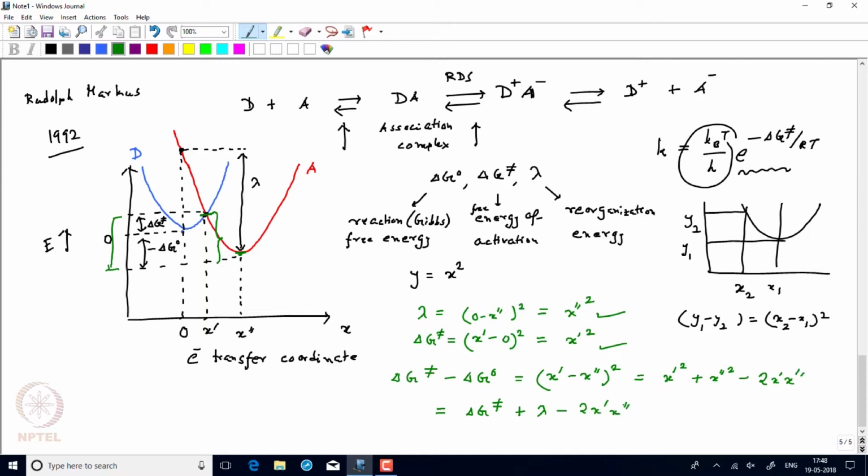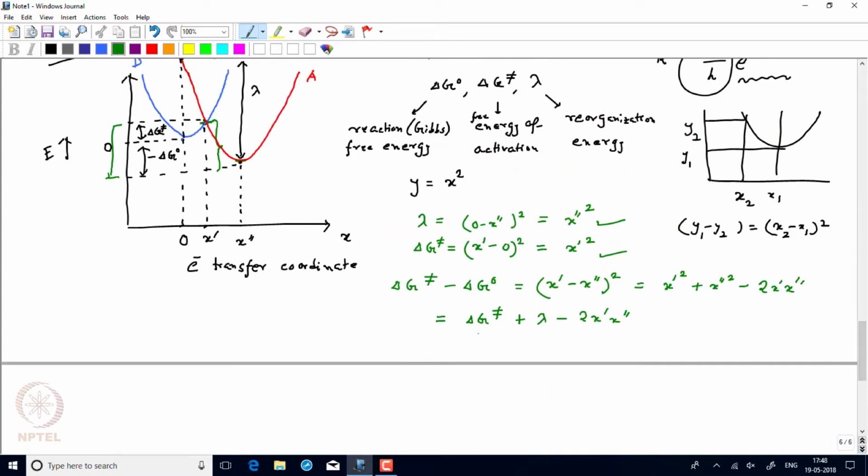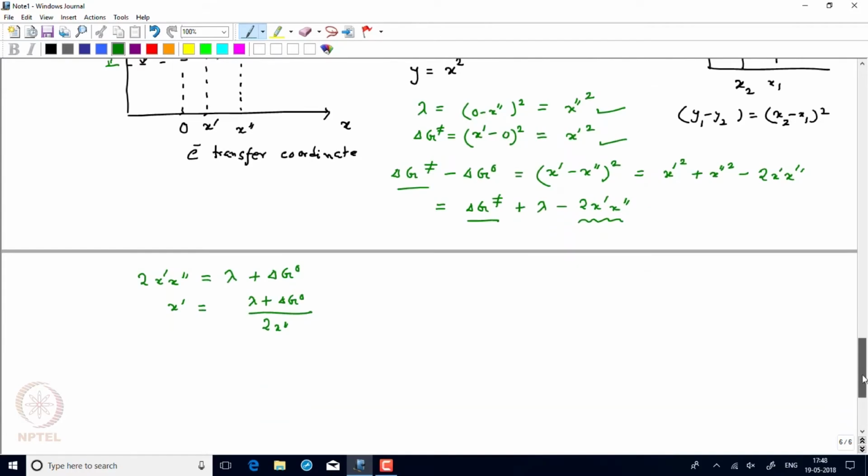It's not x prime, it is x prime and x double prime. So we can actually get a very simplified relation that we can see here, that this delta G dagger term cancels out. So what we have is that 2x prime x double prime, I'm just writing the expression for this term, is nothing but lambda plus delta G0, and then I can solve it for x prime. So x prime is nothing but lambda plus delta G0 divided by 2x double prime, and x double prime again is nothing but the square root of lambda, but we are just keeping it like that.